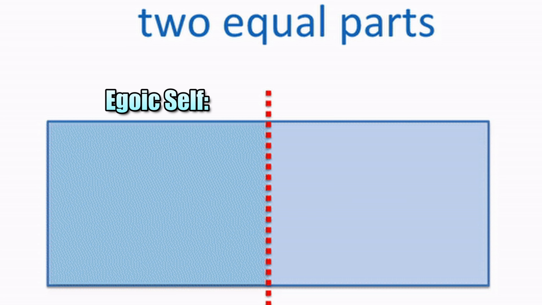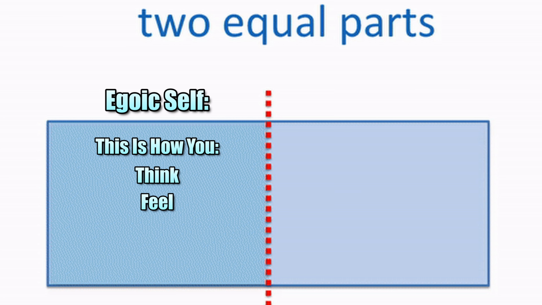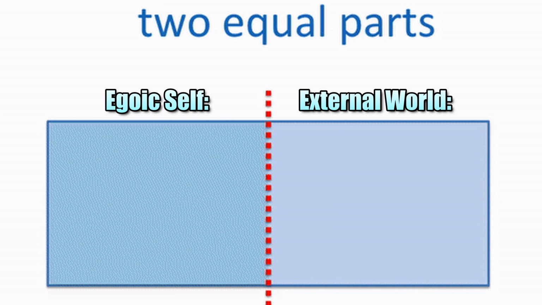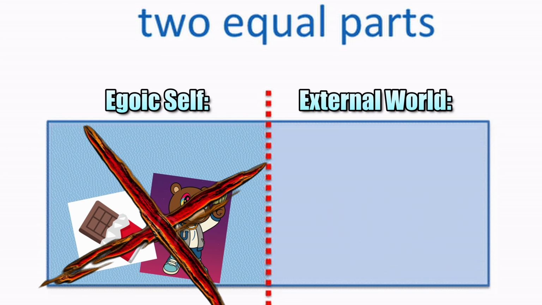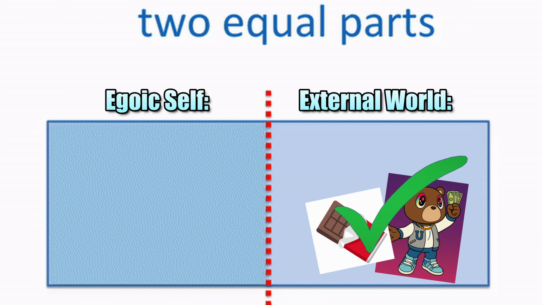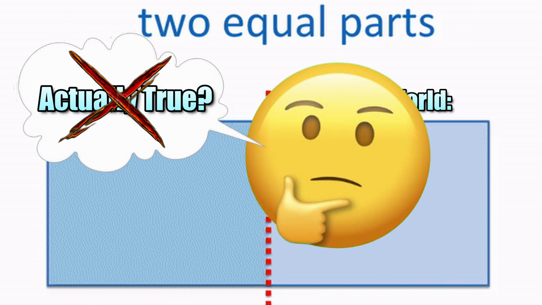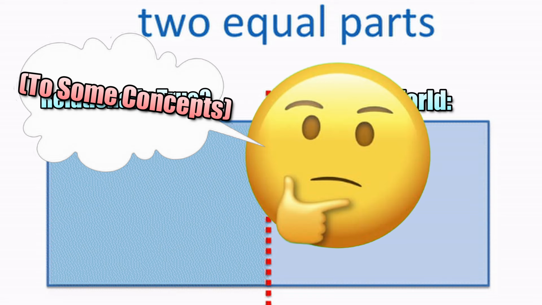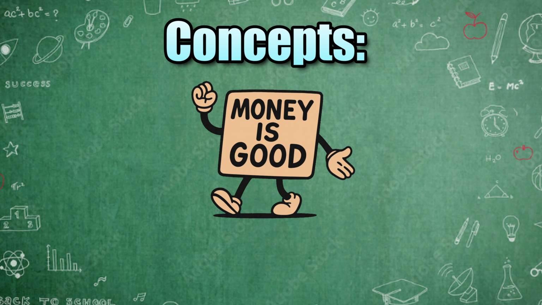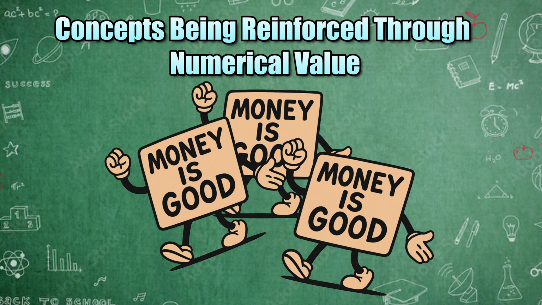There's the egoic self side, which is how you think, feel, and your belief system, and then we have the external world. And on this side, what we consider to be facts about the external world are here. So if I was to come and tell you that this chocolate bar is worth $3, you would categorize that as the external world. You wouldn't categorize that as something within you, right? You'd consider that a truth in the external world. But why is that? Because it's not actually true. The only reason that you consider it to be true is because it's relationally true to some concepts. There are some concepts that you are getting reinforced through the numerical value, because that's what it is.